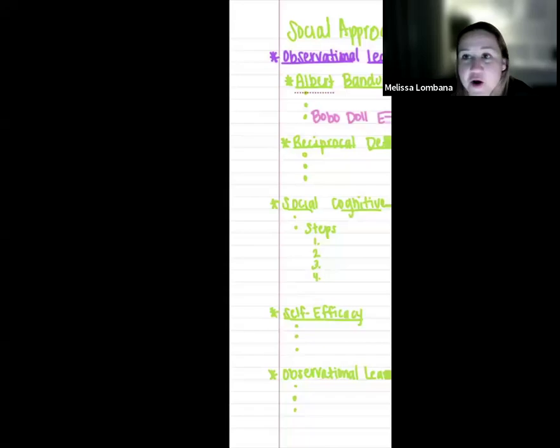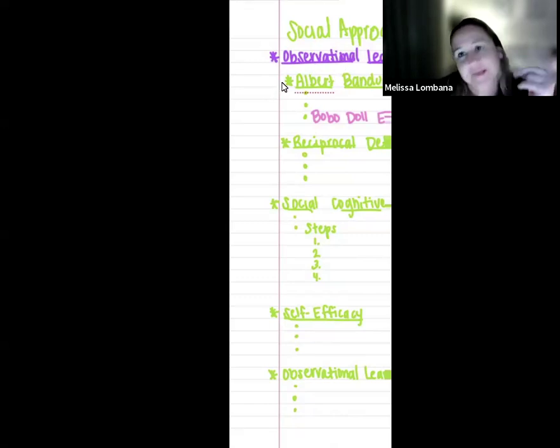Okay, we're in the last part. This is social approach to learning, and social is groups. And this one also has to do with our environment. So he's also behaviorist, so don't be fooled. And this is all going to start with, and I want you to write this down, observational learning.